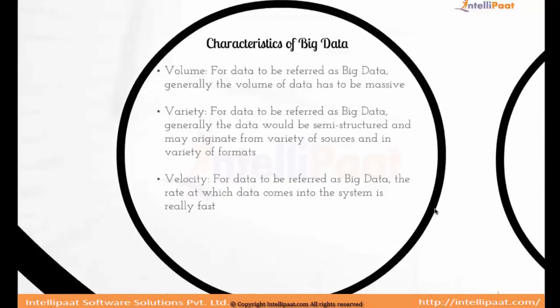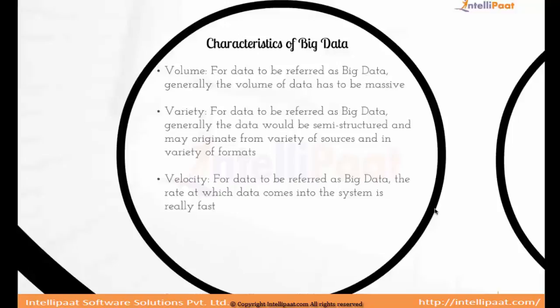First is volume. For data to be referred to as big data, generally the volume of the data has to be massive. Second is variety. For data to be referred to as big data, generally the data would be semi-structured and may originate from a variety of sources in a variety of formats. And third is velocity. For data to be referred to as big data, the rate at which data comes into the system is really fast.